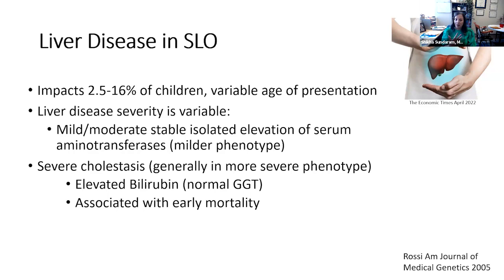Their bilirubins are elevated, but interestingly, another lab test that goes with bilirubin, GGT, typically is not. And these patients who have the severe cholestasis may have rapid progression of liver disease that is associated with early mortality. Thankfully, this, I think, is a relatively rare occurrence, but described in the literature.